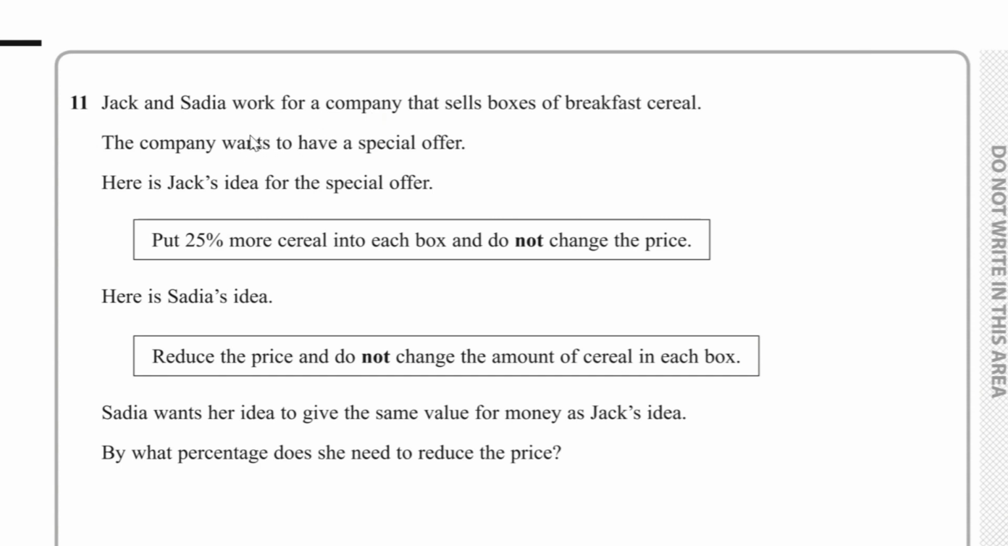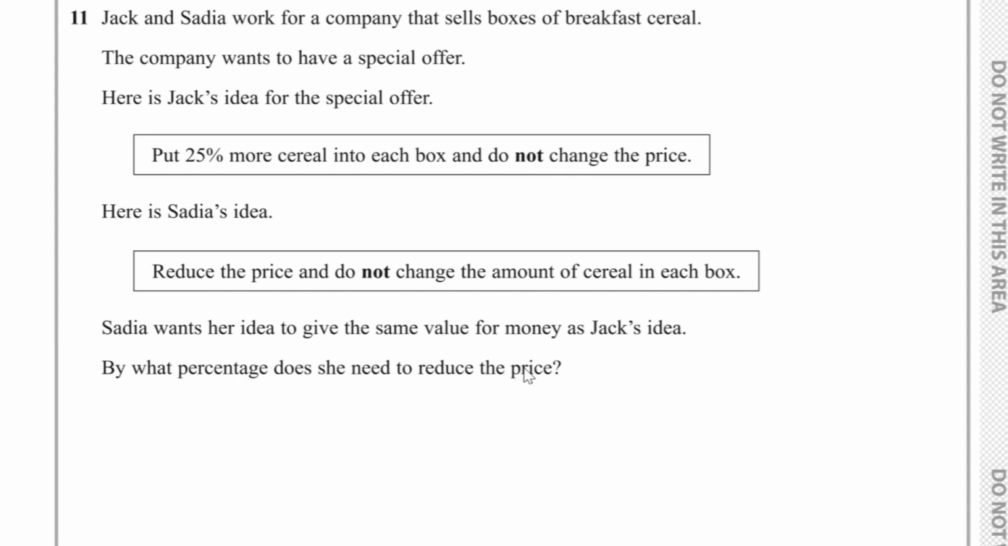Question number 11. Jack and Sadia work for a company that sells boxes of breakfast cereal. The company wants to have a special offer. Here is Jack's idea for the special offer. Put 25% more cereal into each box and do not change the price. Sadia's idea is reduce the price and do not change the amount of cereal in each box. Sadia wants her idea to give the same value for money as Jack's idea. By what percentage does she need to reduce the price?